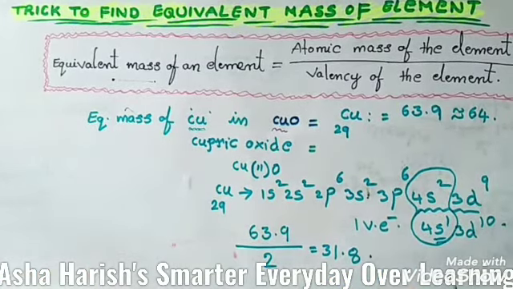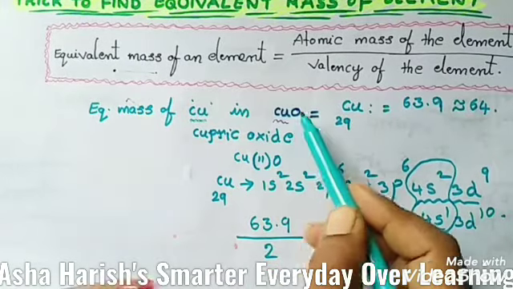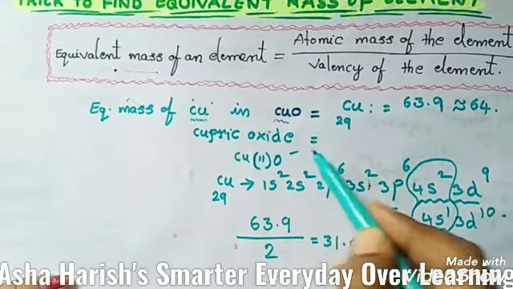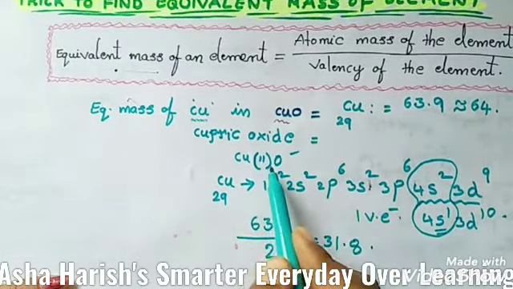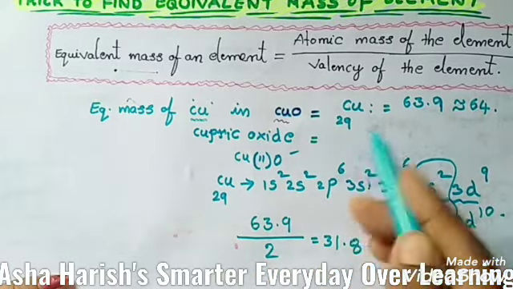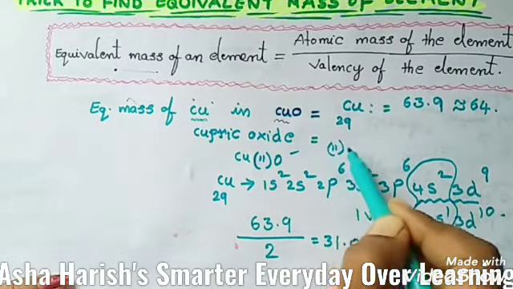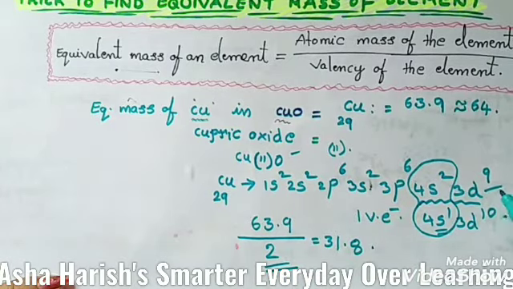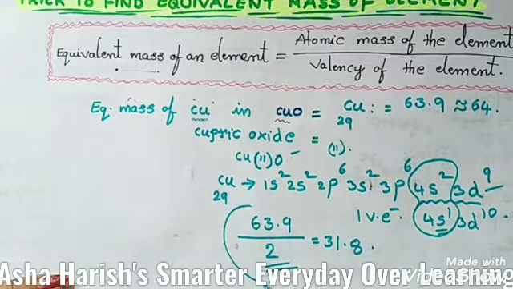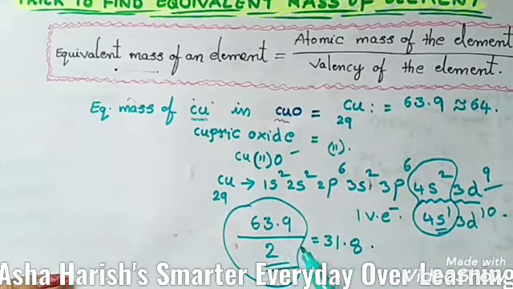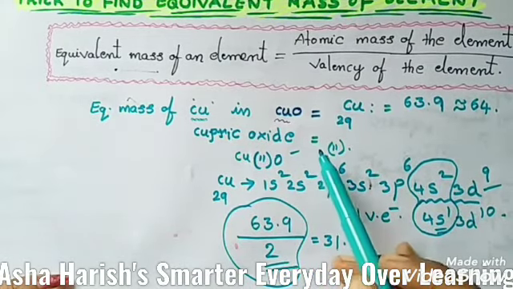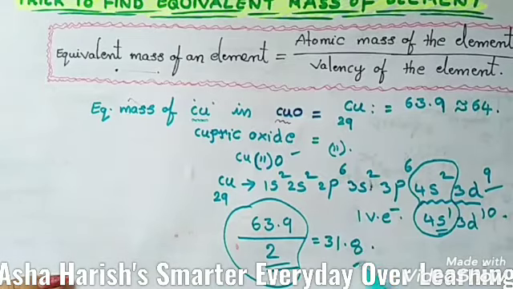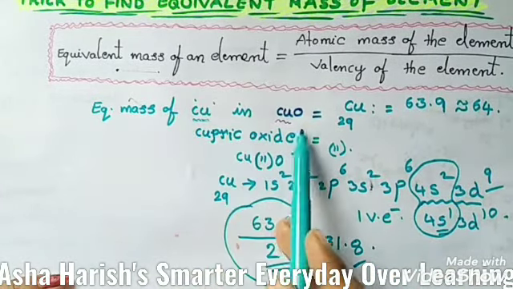So students, we have here CuO. The name of this compound is copper 2 oxide. That means the valency we need to take is 2, so we should take the electronic configuration 4s2, 3d9. That's why I have taken the valency of copper as 2. So the final answer is 31.8, the equivalent mass of copper in CuO.